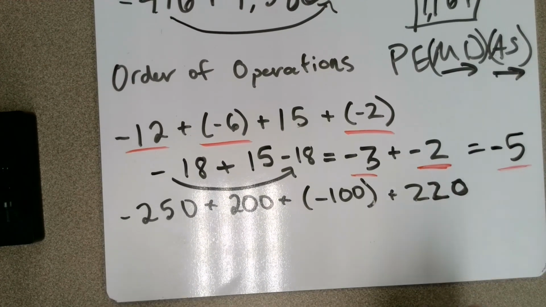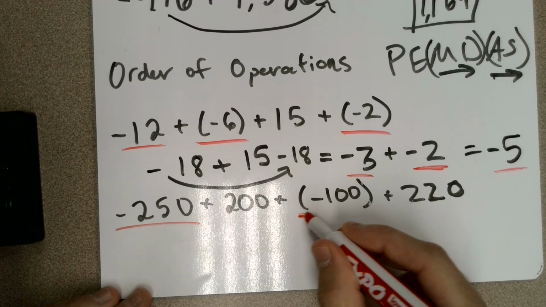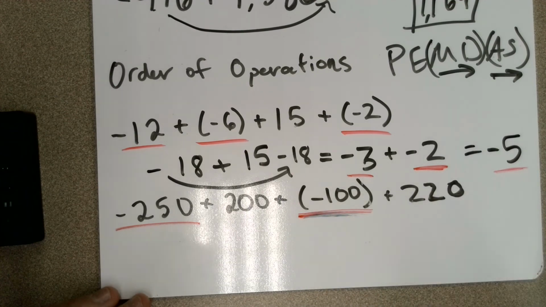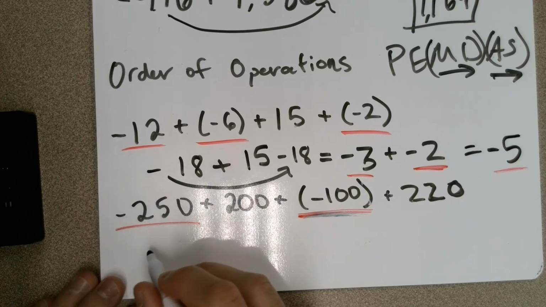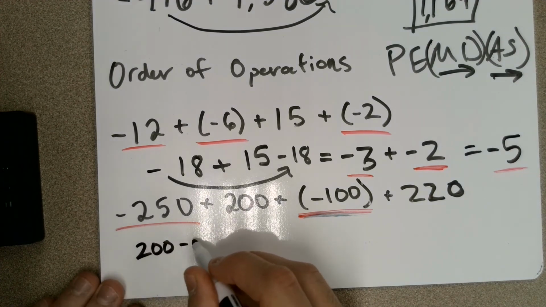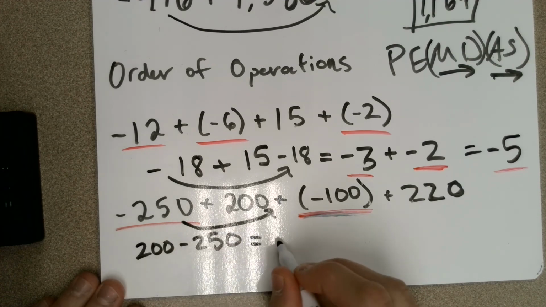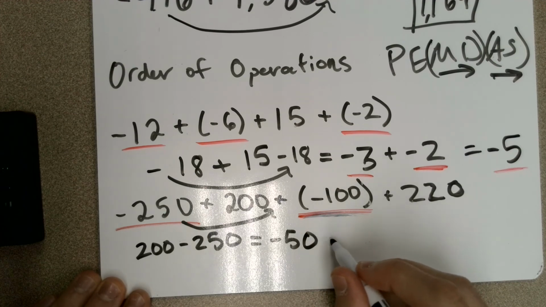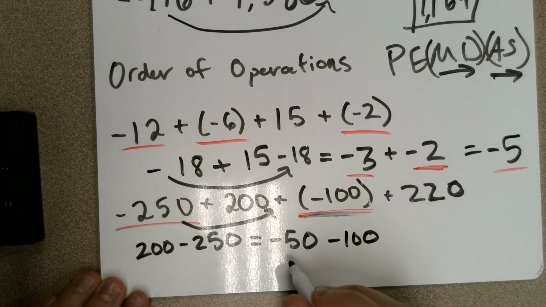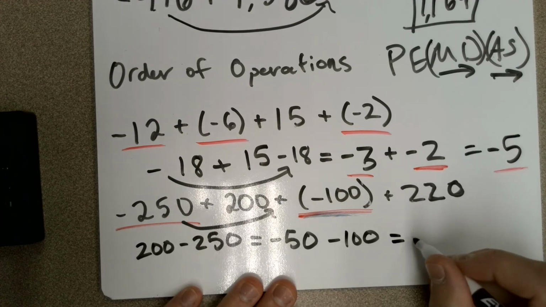And last problem I have for you today, we've got negative 250 plus 200 plus negative 100 plus 220. All right, we're starting with a negative and a positive. If I want to, we can rewrite this as 200 minus 250. Move that right there, leaving us with negative 50. And then we have minus 100. That's a negative. That's a negative. That means it has to be a negative. All I have to do is put those together.